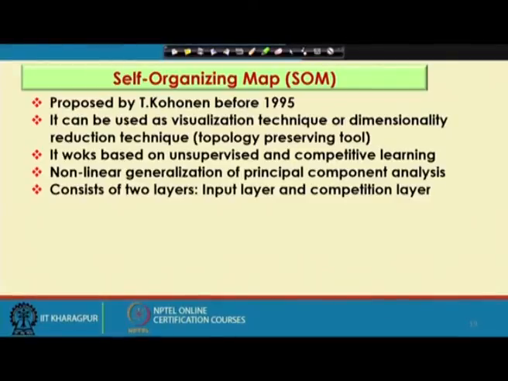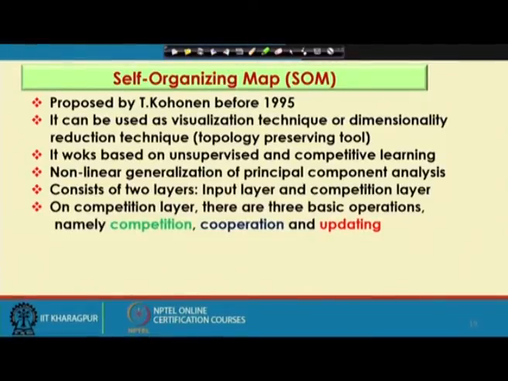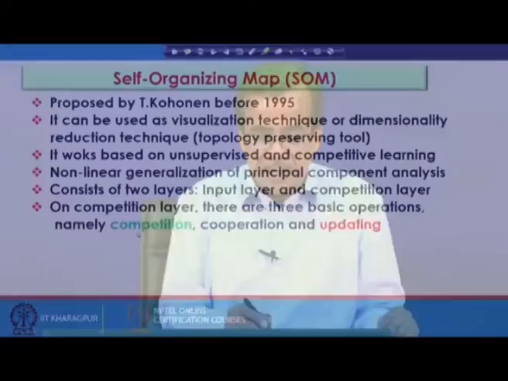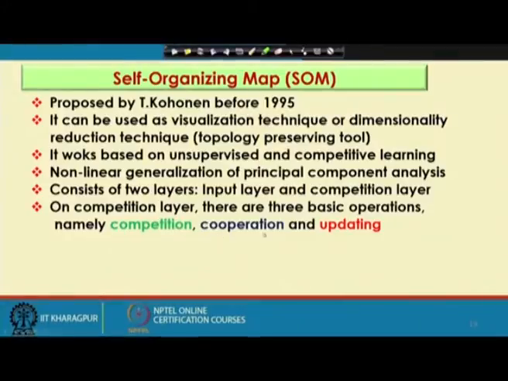It consists of two layers, input layer and competition layer. On the competition layer there will be three basic operations: competition, cooperation and updating. How to implement this competition, cooperation and updating, that I am going to discuss in details.